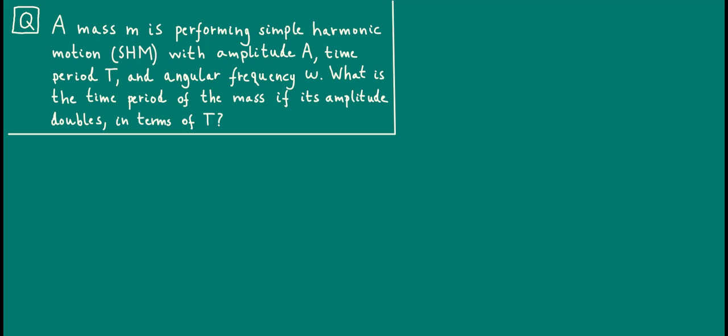Okay, welcome back. To answer this question, we have to recall what the time period depends on. Hopefully you'll know or remember that the period is related to the angular frequency by the following. T, the period, is equal to 2 pi divided by omega, the angular frequency. Now, what does omega depend on?